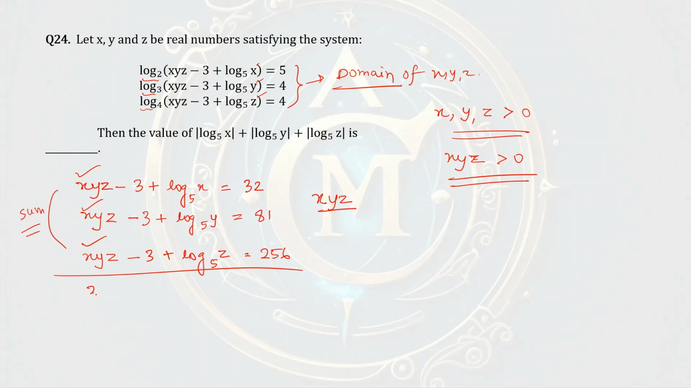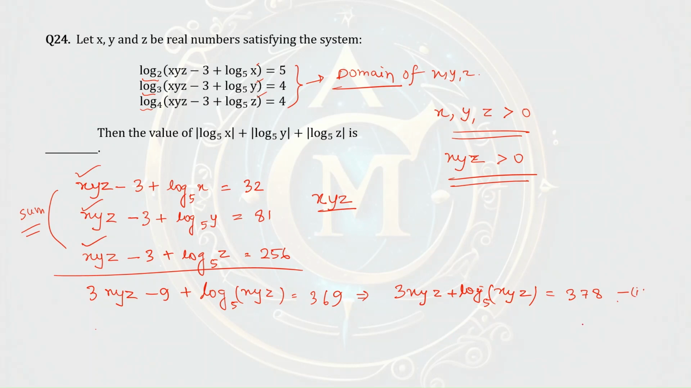That means we get 3xyz minus 9 plus log xyz with base 5, equal to, if we sum them, 9, then 6, then 3. That means 3xyz plus log xyz base 5 is equal to 378. This is the equation we got.